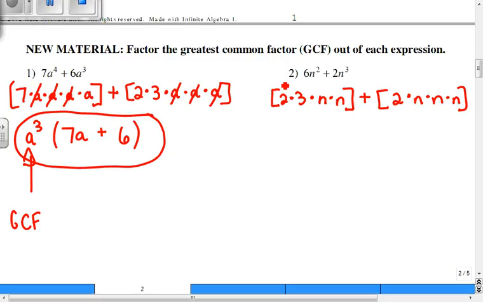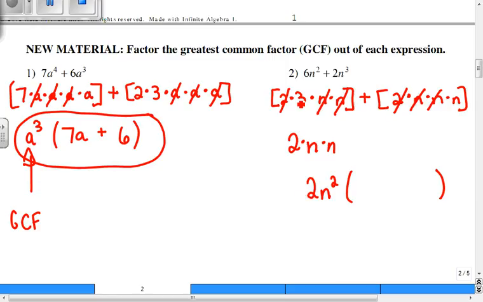Okay, what do they have in common? Well, I see a 2 in common, so I cross that out. Bring it down here. They don't have a 3 in common, so I move on. They have an n in common. They have another n in common. Okay, well, 2 times n times n, what is that? That's 2n squared.